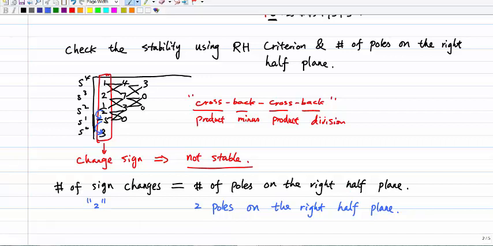From 1 to 2 doesn't change sign, it's all positive. From 2 to 1/2 is still positive, it doesn't change sign. From 1/2 to negative 5, yes, there's a sign change because it goes from positive to negative. From negative 5 to 3, there's a sign change because it goes from negative to positive. So there are two sign changes here, which means you have two poles on the right half plane. In order to check how many poles are on the right half plane, you do need to compute the entire Routh array, because we have to check how many times the first column changes sign. That will determine how many poles are on the right half plane.